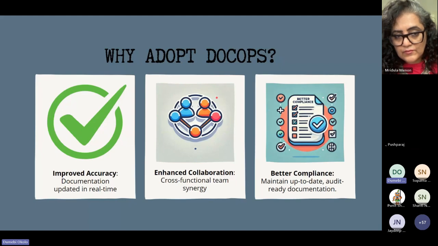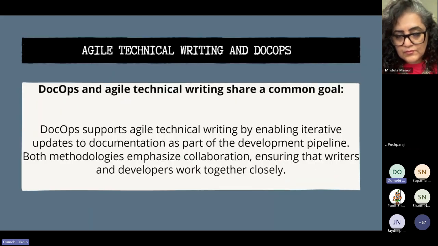Then better compliance: maintaining up to date and audit-ready documentation. So you see, when you automate these things and when you work together, there is less time passed between developing the product or the feature, documenting it, testing it, and maybe going through several rounds of compliance checks and all of that. Okay, let's just move ahead. Very good. Then we have agile writing and DocOps. I'll stop here and then I'll talk about agile and then maybe even why we have DocOps.